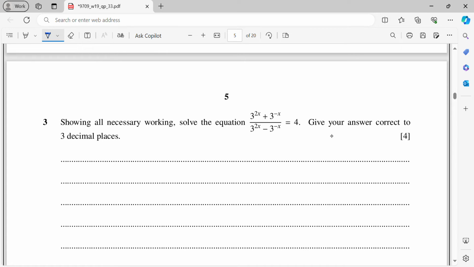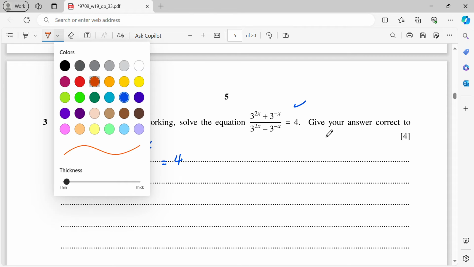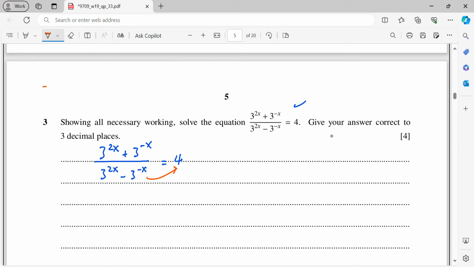Okay, for question number 3, show all necessary working. Solve the equation. Give your answer correct to 3 decimal places. So (3 power 2x plus 3 power negative x) over (3 power 2x minus 3 power negative x) equals 4. So first of all, I will just move the denominator to the right side.